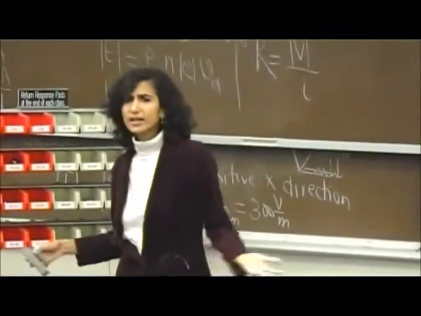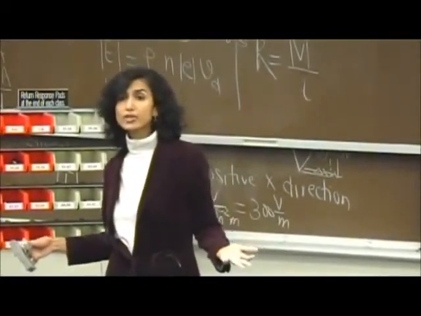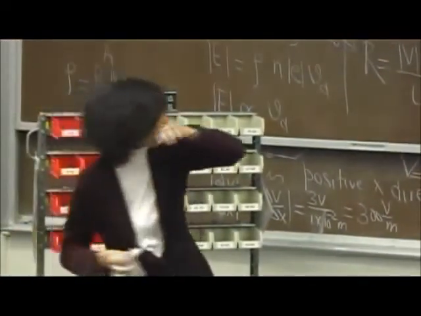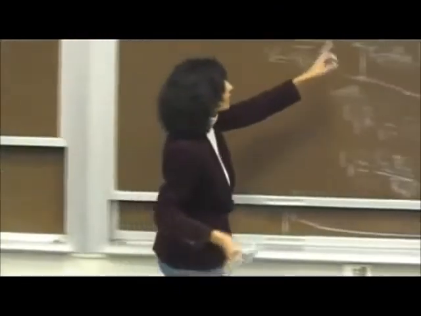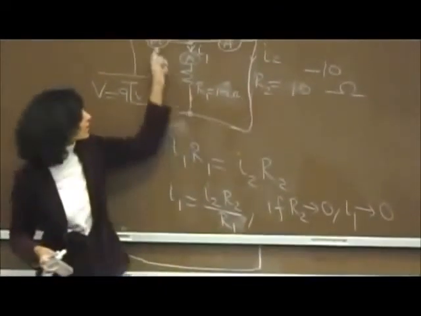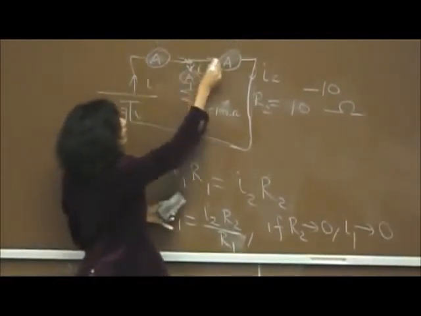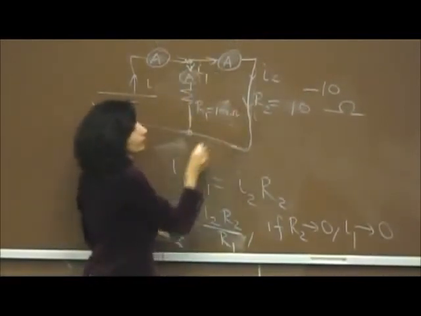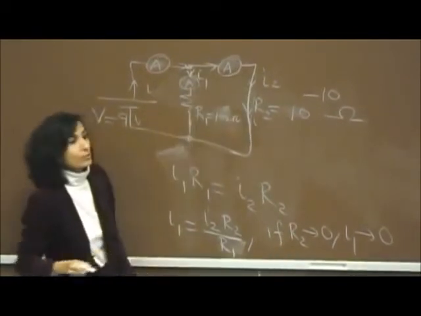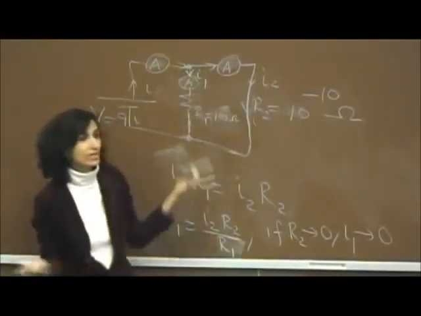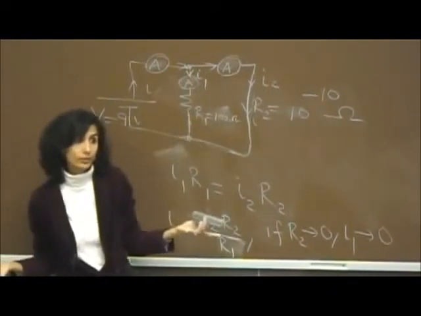And this is something that makes sense. The current always likes to take the path of least resistance, right? Here the resistance is pretty much 0 on this path, so if there is a current I here, all of that current will flow through this branch, and I1 will be pretty much 0. So I will be roughly equal to I2, and I1 is roughly 0, right?